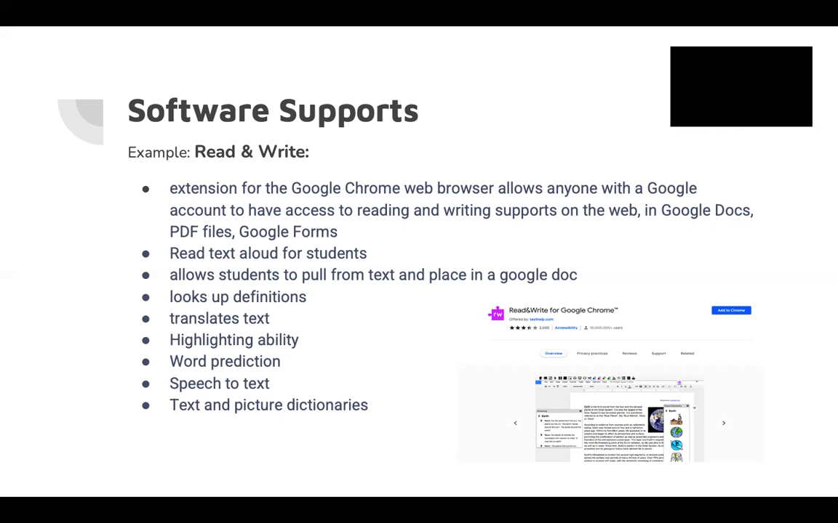Word prediction is available in the writing part. Speech to text is also available. And I really liked how it has text and picture dictionary. So for students that might struggle, you have pictures as well as text available for them. And they said it's very easy to use. I've not used this personally myself, but I can definitely see myself using this in the future. They said it's very easy to use with multiple devices, and you can incorporate it with PDF, Google Form, Google Doc. So another fantastic resource that I was really fortunate to come across while doing this project.